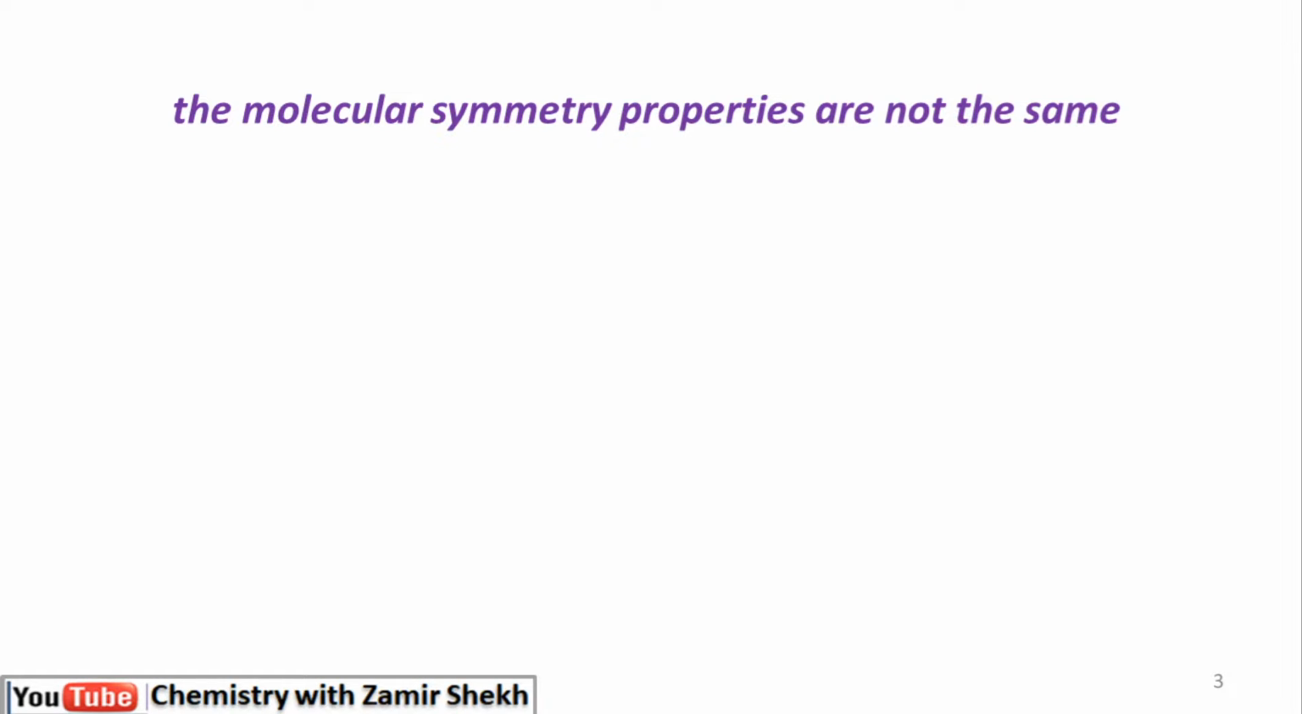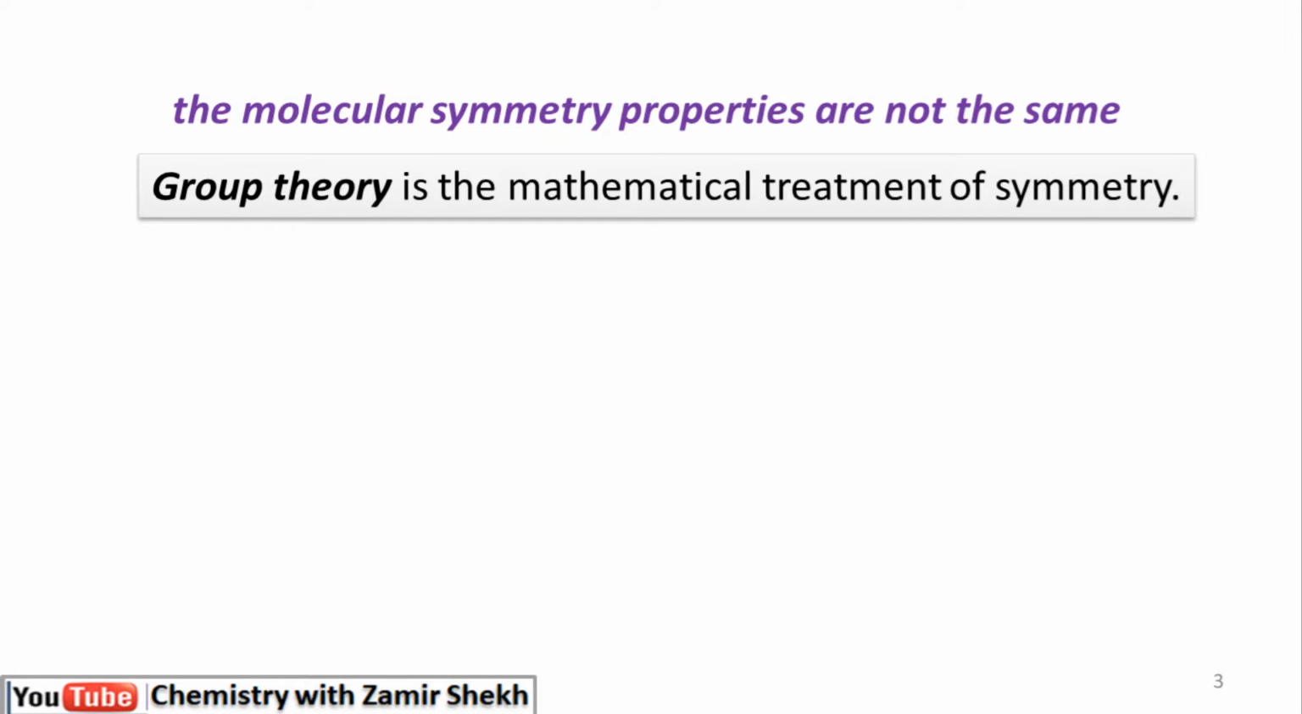And what is group theory now? Group theory is nothing but the mathematical treatment of symmetry. Whatever we have learned and discussed about symmetry, we have to apply mathematical functions, mathematical treatment to that system. That is called group theory. Now what is the outcome of this chapter?